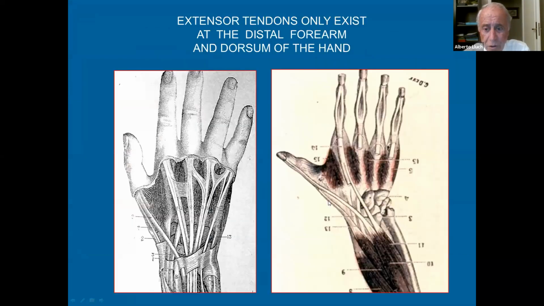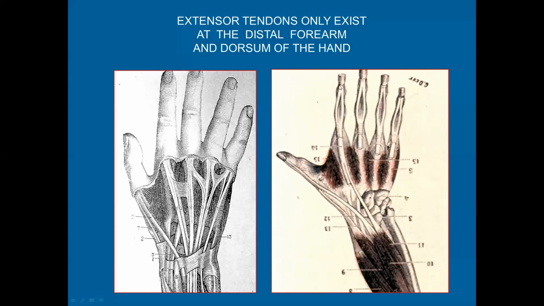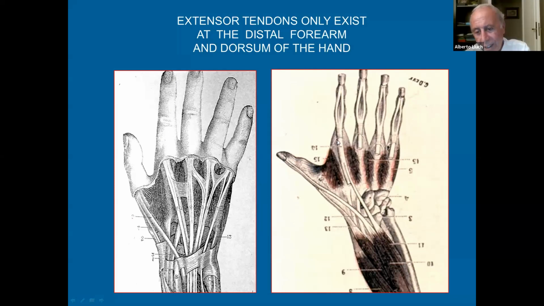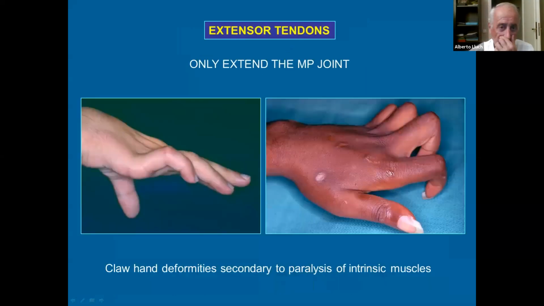The extensor tendons only exist at the distal forearm and the dorsum of the hand. These are the extensor tendons from the muscle unit in the forearm to the base of the fingers. And on the fingers itself, they're not really tendons. It's called the extensor apparatus. So tendons are only in this area right here. Extensor tendons only extend the MP joints.